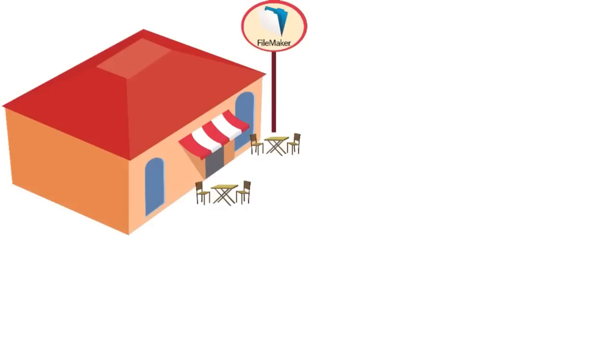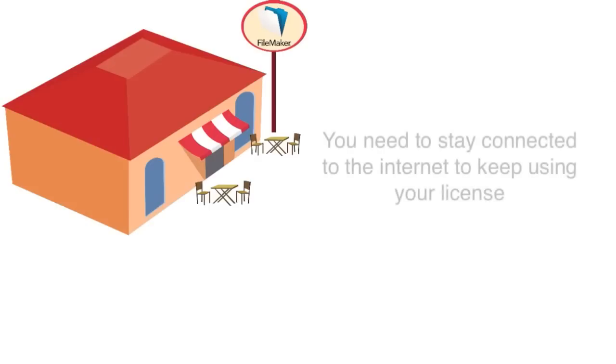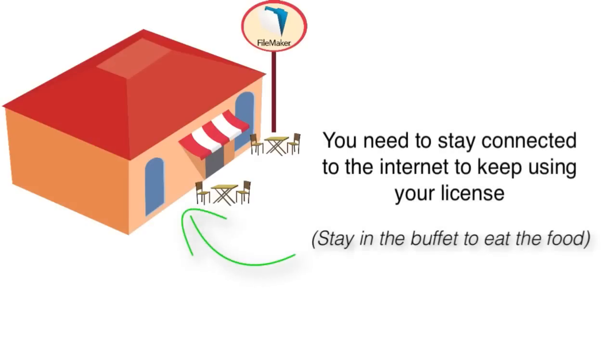FileMaker's assumption is that you will be connected to the internet somewhere. So that buffet restaurant really is the internet. So the idea is that as long as you're in the office or away from the office, but you have an internet connection, then you're going to be able to take advantage of the FileMaker Buffet.